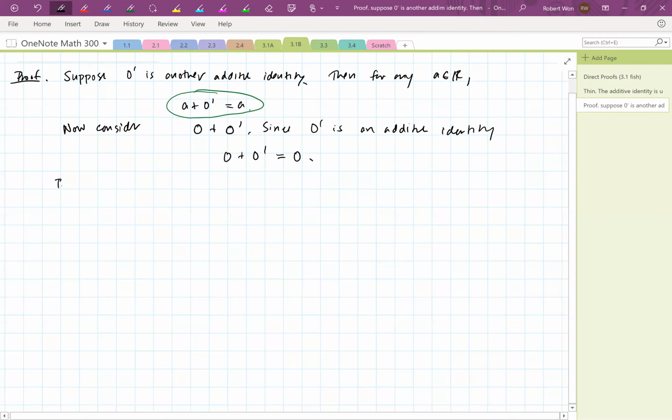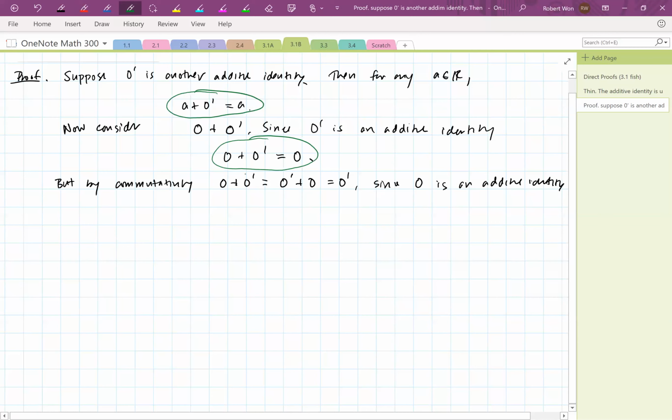But also, by commutativity, 0 plus 0 prime equals 0 prime plus 0, which equals 0 prime since 0 is an additive identity. Right, so this sum, 0 plus 0 prime, right now it equals 0, and it also equals 0 prime.